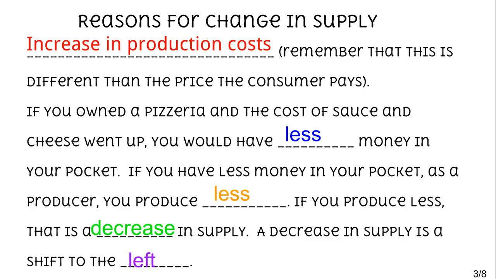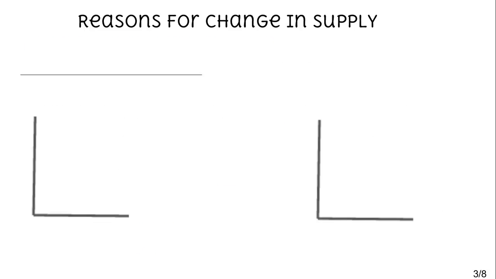And a decrease in supply is a shift to the left or right. Hopefully you said left. Remember, please pause or rewind at any point in time during this video. So, like I said, if you are a producer and you have less money in your pocket, you are going to produce less. And if you produce less, that is a decrease in supply, which is a shift to the left. All right, so let's talk about this. An increase in production costs. Do you think that an increase in production costs is going to cause an increase or a decrease in supply? So let's chart this.